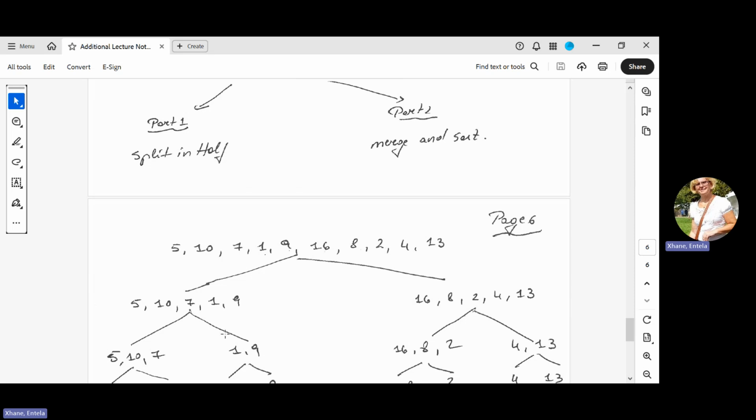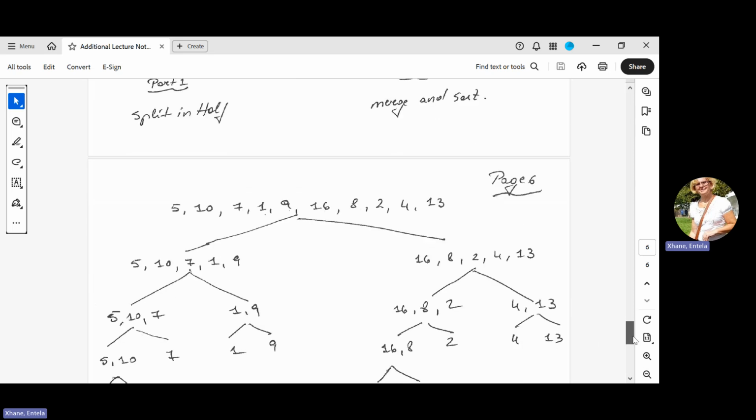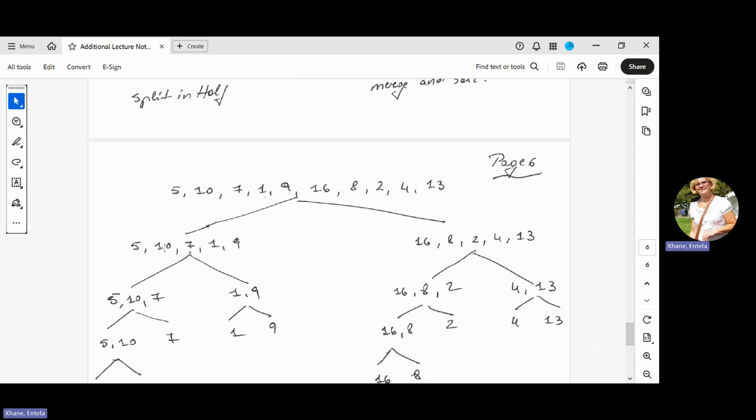So the first split into equal halves: the first half to the left includes numbers 5, 10, 7, 1, 9. And then the half to the right, 16, 8, 2, 4, 13. We're not finished. We're going to continue to split again. Remember, anytime you have an even number, then you split equally. The first numbers that are not sorted are going to create the first half, and then the same group is going to create the second half. So the split is equally the same.